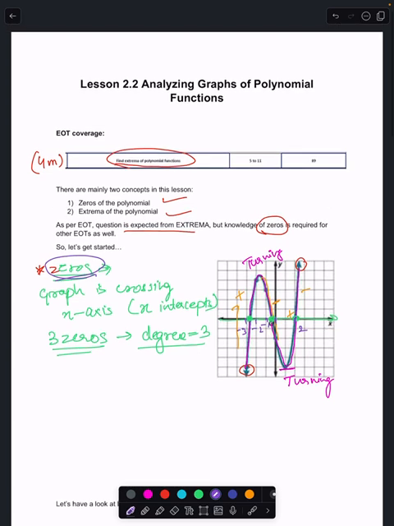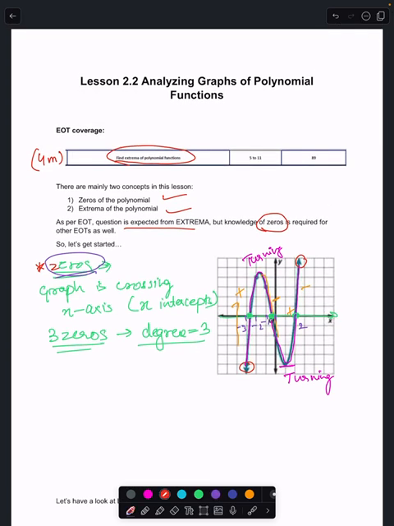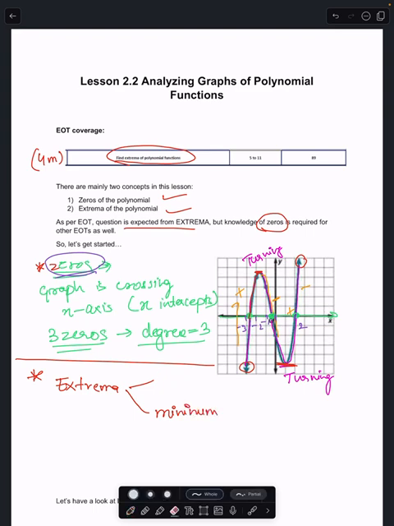But now coming to the extrema point of view, extrema is nothing but wherever the graph is making a turn. Whenever it's making a turn, you see there is some top point it reaches, and when it takes another turn, there is a minimum point. So there are two types of extrema. One we call maximum, another we call minimum.